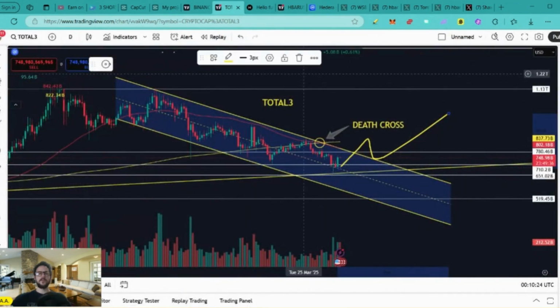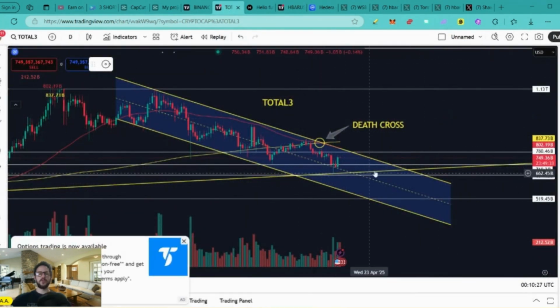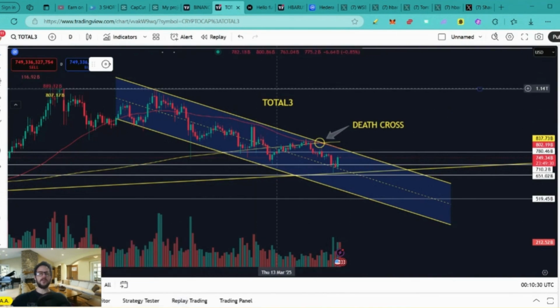Let's take a look at the total 3 real quick. This is the total crypto market cap, excluding Bitcoin and Ethereum. We talked about this chart before, guys. I gave you this chart on my Telegram group.